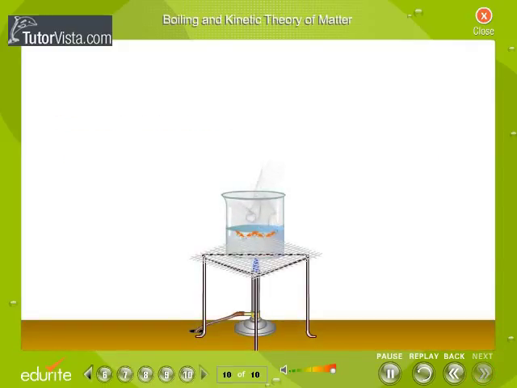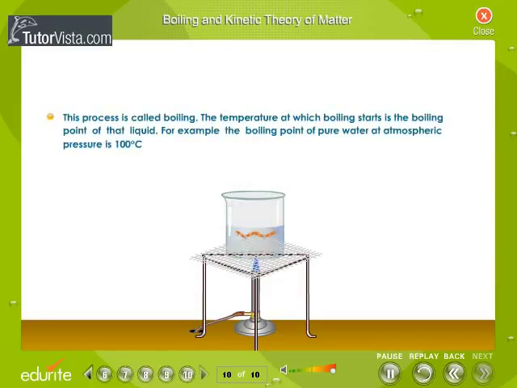Boiling and kinetic theory of matter. There is an attractive force existing between the molecules of a liquid. A molecule at the center is attracted by molecules all around. If a molecule at the surface has sufficient energy to overcome the intermolecular attraction of the liquid state, it leaves the surface and escapes. This is called evaporation.